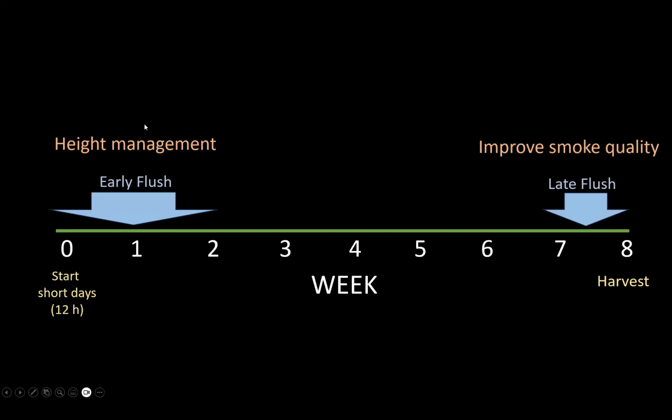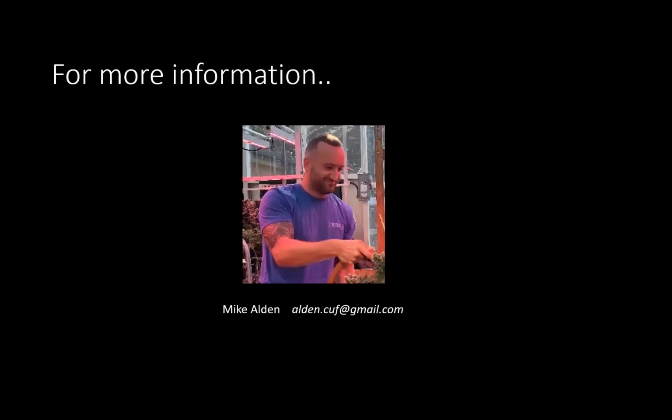Early flush is really a fantastic height management technique that you should consider experimenting with on a small scale before implementing on a big scale, but we think it has a lot of merit. Getting rid of support nets, having a faster harvest time, I think there's a lot of merit. And then, of course, the improved yield per square meter speaks for itself.